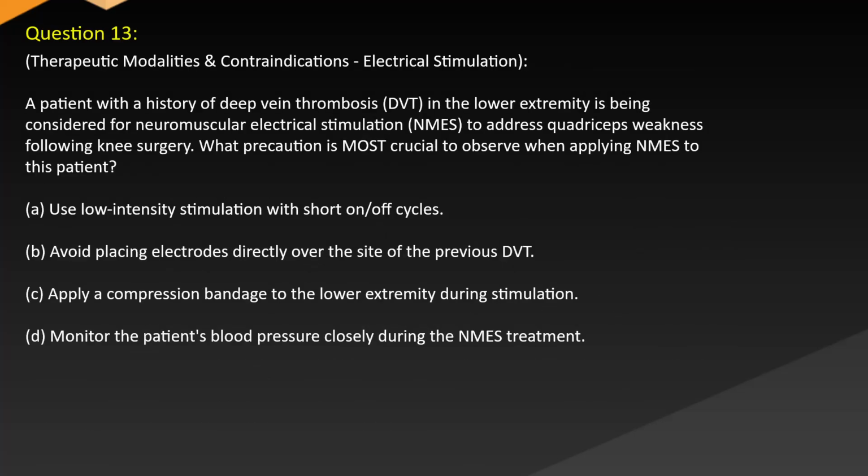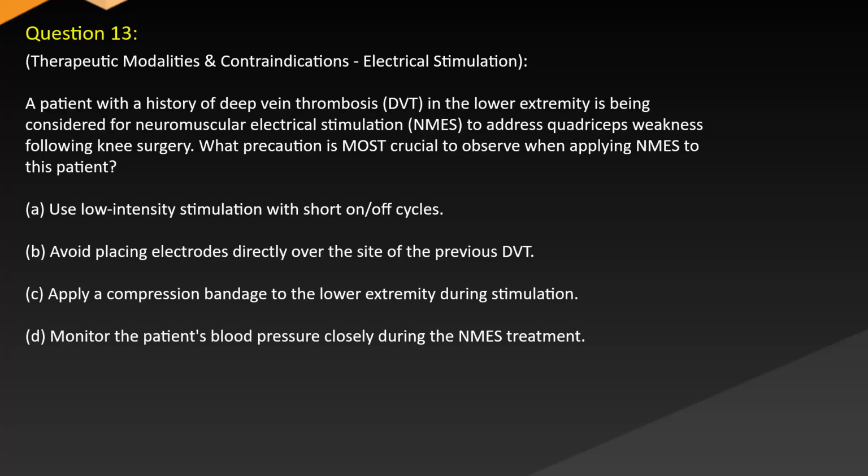Question 13. Therapeutic modalities and contraindications. Electrical stimulation. A patient with a history of deep vein thrombosis (DVT) in the lower extremity is being considered for neuromuscular electrical stimulation (NMES) to address quadriceps weakness following knee surgery. What precaution is most crucial to observe when applying NMES to this patient?